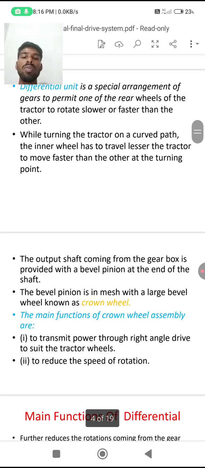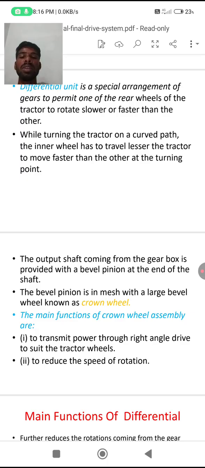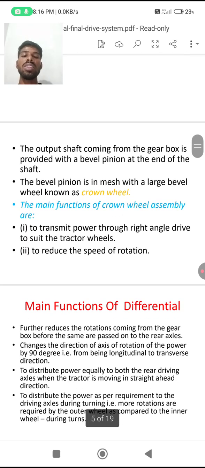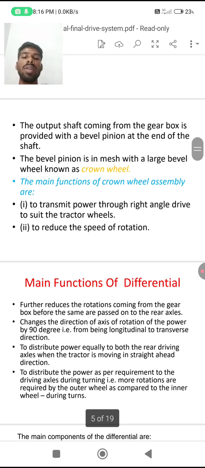The output coming from the gearbox is provided with a bevel pinion at the end of the shaft. The bevel pinion is meshed with a larger bevel wheel known as the crown wheel. The main function of the crown wheel assembly is to permit the power to make a right angle drive to suit the tractor wheels, and to reduce the speed of rotation coming from the gearbox before it is passed on to the rear axles.